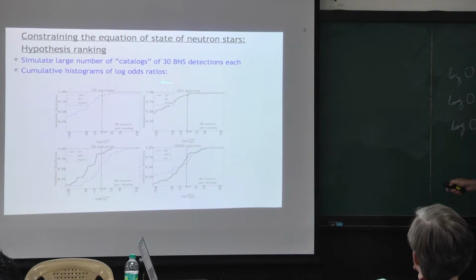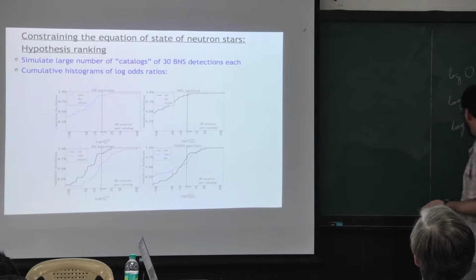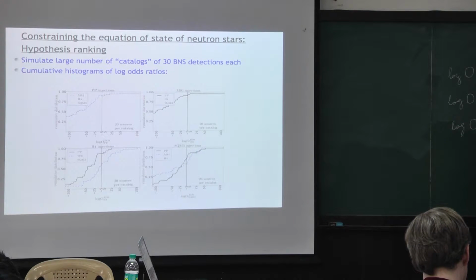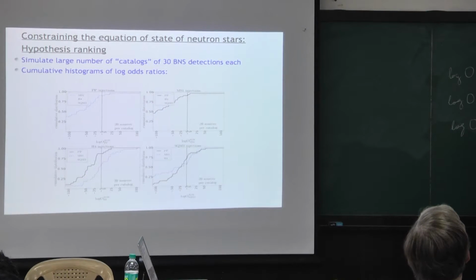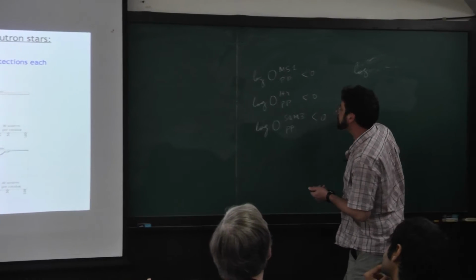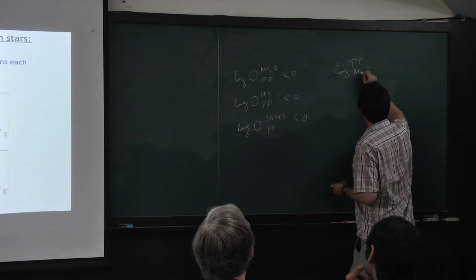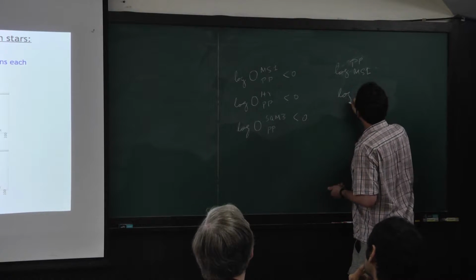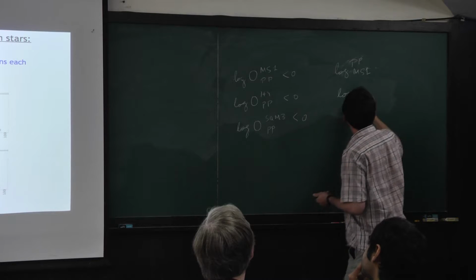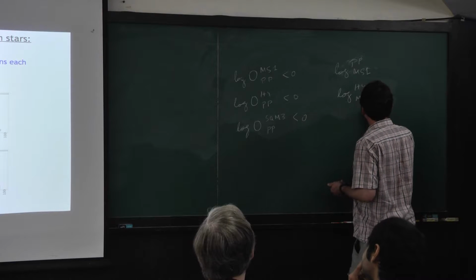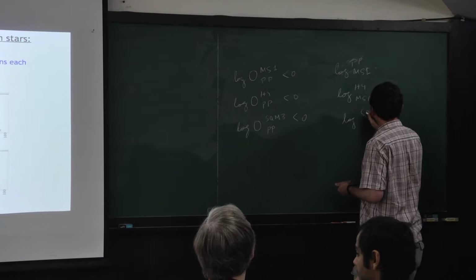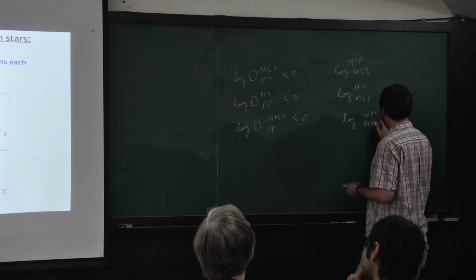Then you can go to the other extreme. You can insert simulated signals into the data that are MS1 injections, and MS1 is our hardest equation of state. And so what I plot in the top right panel is instead the log odds ratio for PP versus MS1, and then the log odds ratio for H4 versus MS1, and the log odds ratio for SQM3 versus MS1.